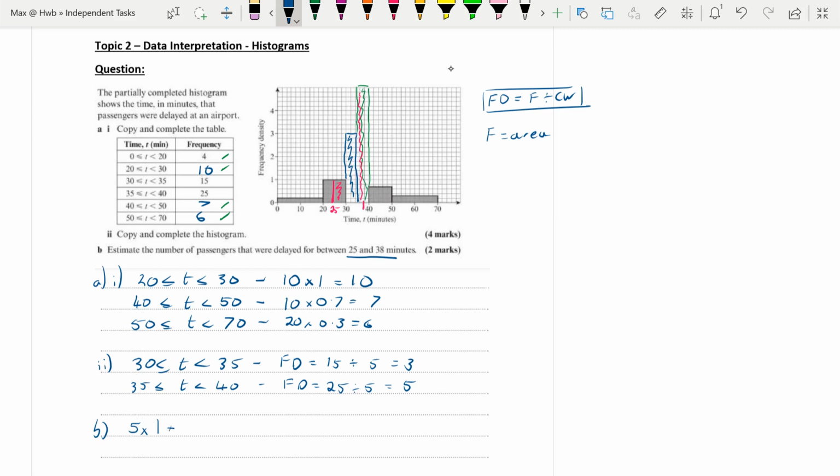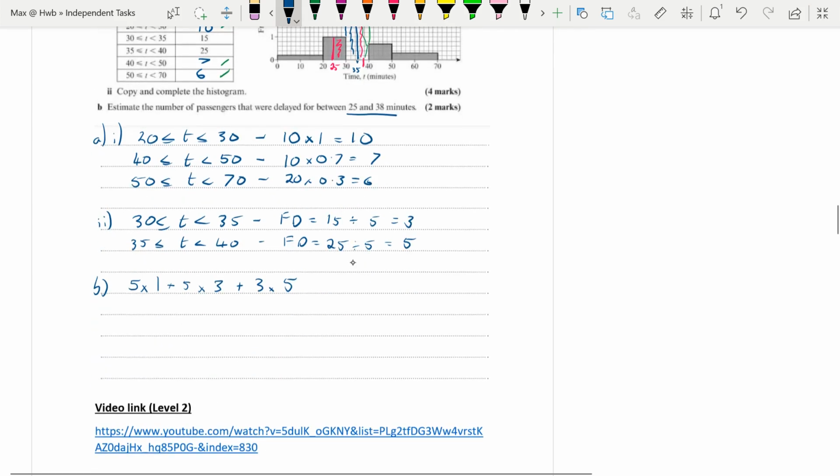Now I need all of the blue one. The blue one goes across 5 because it goes up to 35, and it's got a height of 3. And I'm going to do the section I need from here. Now this is 35 by here. I need to get to 38, so I've got to cross another 3, and this bar goes up to 5. So I'm looking at each of the sections individually. I'm just timing them, and I'm going to add them all together. Okay, so I get 5, 15, and 15. Adding them all together, that's going to give me 35 passengers in total.